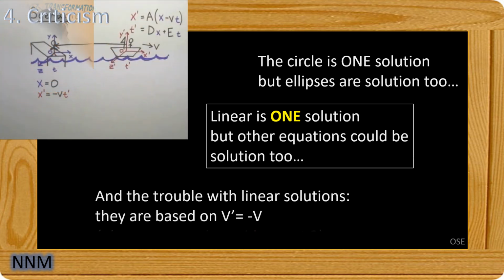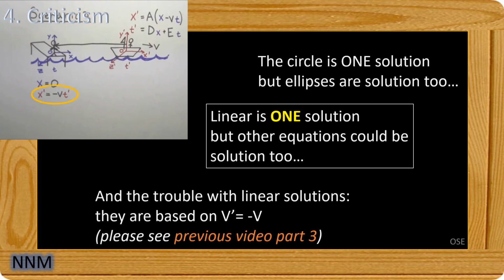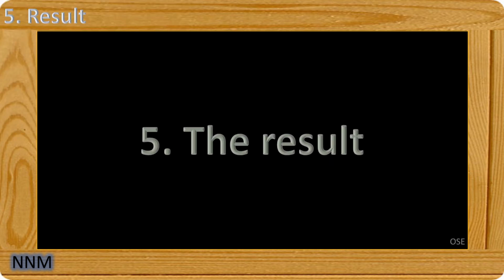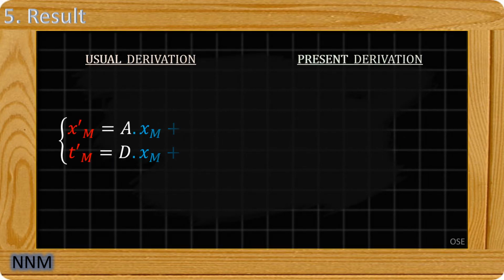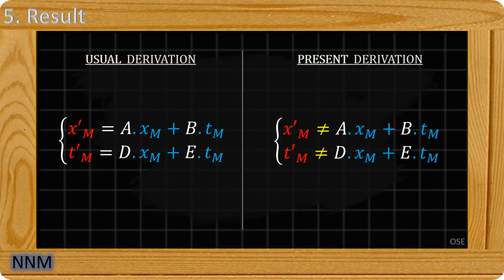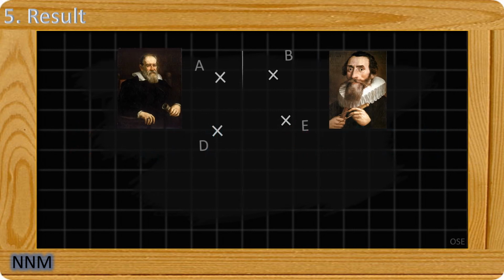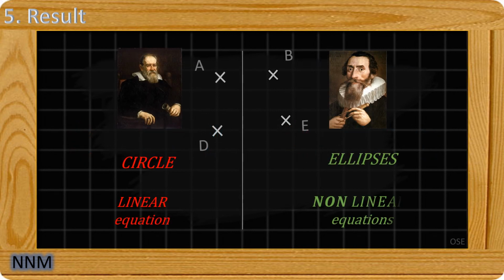And the trouble with the linear solution is that it is based on v' equals minus v. About velocities, please check again the previous video, part 3. Results. We failed to establish that these equations should be linear. Because linear equations are a possible solution, but not necessarily the set of possible solutions. And what do you think?